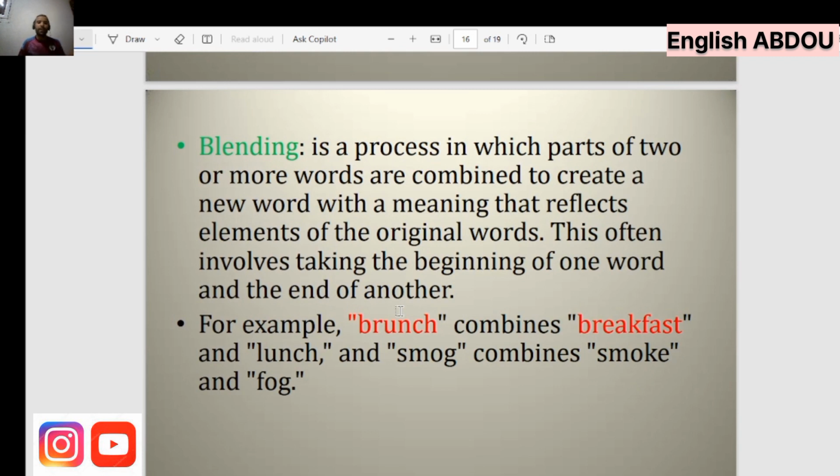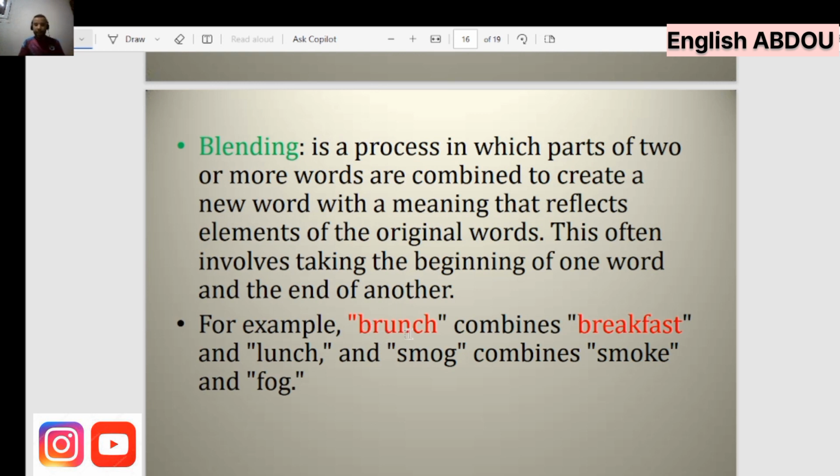Another process is blending. Blending, of course, is a process in which parts of two or more words are combined to create a new word with a meaning that reflects elements of the original words. This involves taking the beginning of one word and the end of another word. So in blending, we take a part of a word and another part of another word.